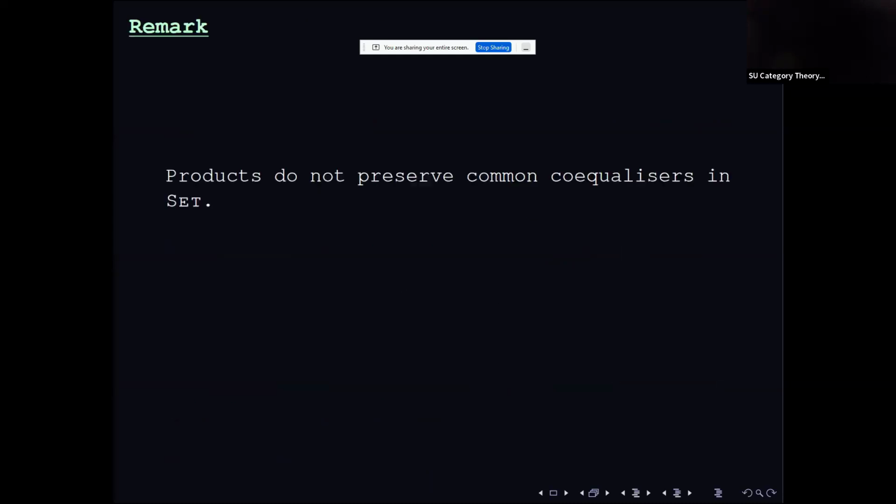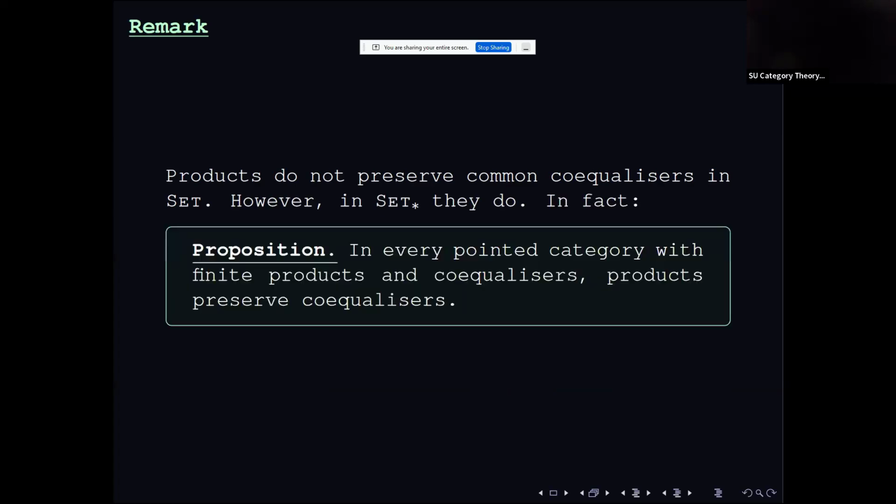Okay, so for instance, in the category of sets, binary products don't preserve common co-equalizers. But already in the category of pointed sets, they do. And in fact, the general theorem behind this is that in every pointed category with finite products and co-equalizers, products will preserve common co-equalizers.